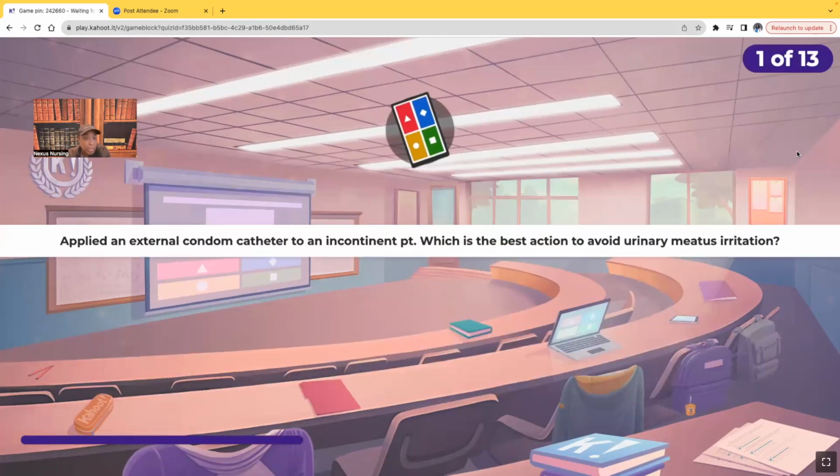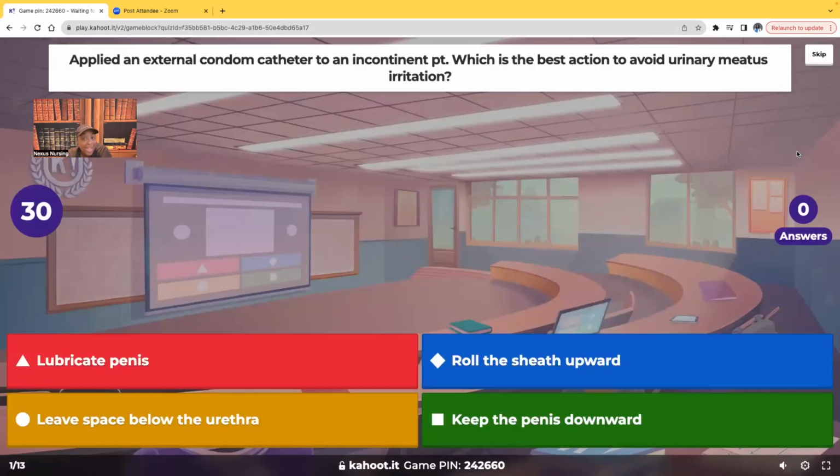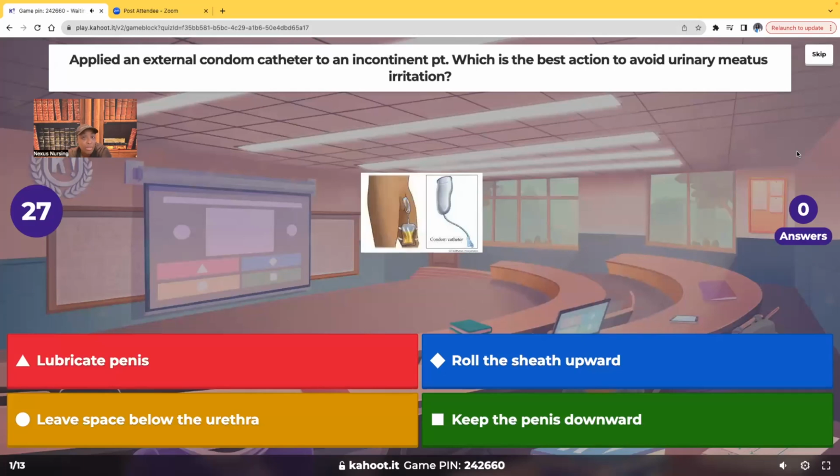Okay, first question. So you applied an external condom catheter to an incontinent patient. Which is the best action to avoid urinary meatus irritation? Would you lubricate the penis? Would you roll the sheath upwards? Would you leave space below the urethra? Or would you keep the penis in the downward position? You've applied an external condom catheter to your incontinent patient. What is the most important thing to do to avoid urinary meatus irritation? What do you guys think?